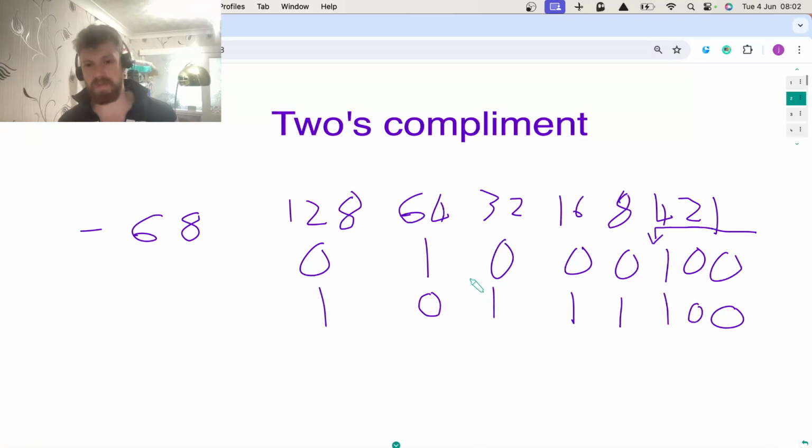Just a review on that: convert it into a positive number to start with. Going from right to left, you find your first 1.